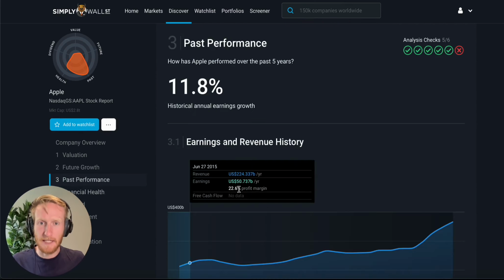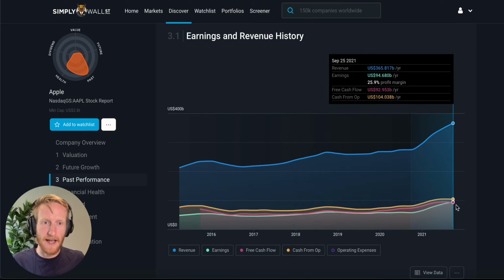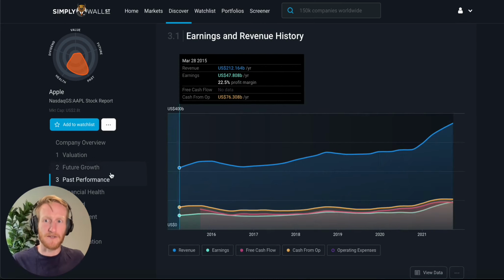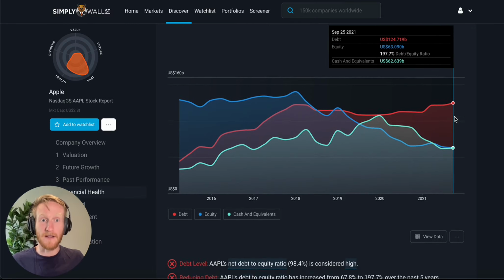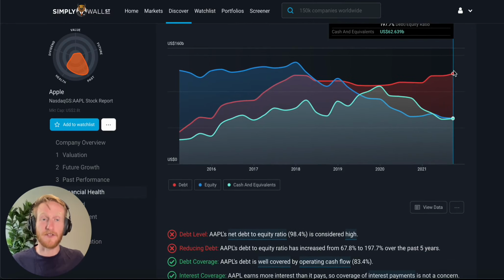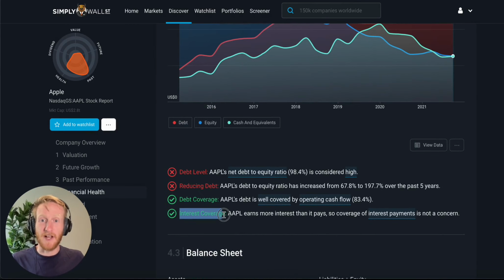So if we look at past performance here, we can see cash flow from operations is $104 billion, right? Like that's quite a lot. And in terms of the financial health here, we can see that $104 billion is obviously 83% of the total debt. The next check is in regards to the interest coverage.